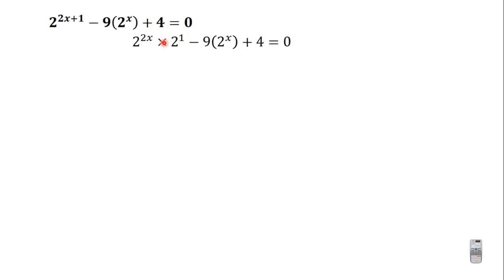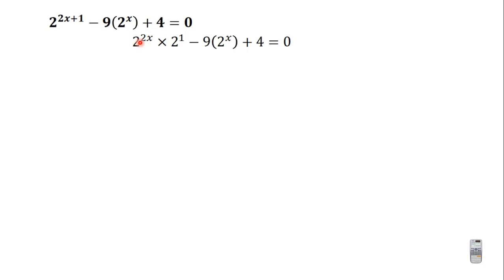Because if you have two numbers in index form and these two numbers are multiplying and they have the same base, you can add the exponents. So if you have 2 exponent 2x times 2 exponent 1, we can write one of the bases here as 2, then we add the exponents. So 2 exponent 2x times 2 exponent 1 is the expanded form of 2 exponent 2x plus 1. So you've not changed anything.